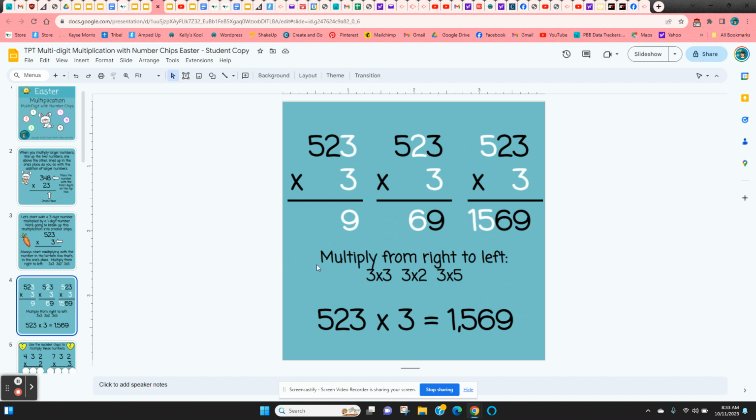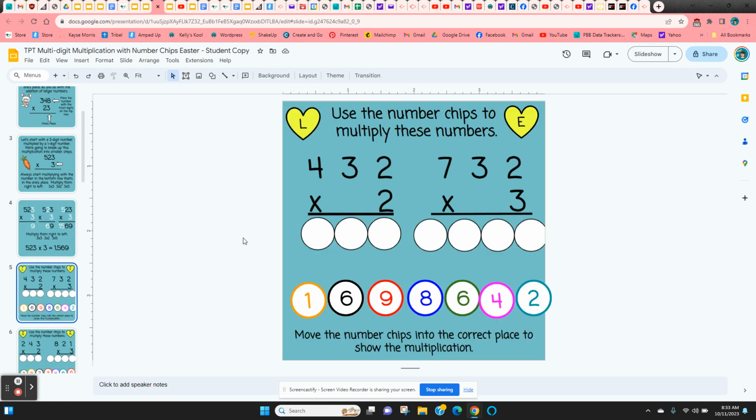And the next slide shows that if you look at the numbers in white, you're going to multiply from right to left. 3 times 3 is 9. And then 3 times 2. And actually, you want to explain to the students that this is actually 20. 3 times 20. Because when you multiply 3 times 2, that 6 is going to go in the tens place for 60. So from right to left, 3 times 3, 3 times 2 is 6, and then 3 times 5 is 15 for a final answer of 1,569.